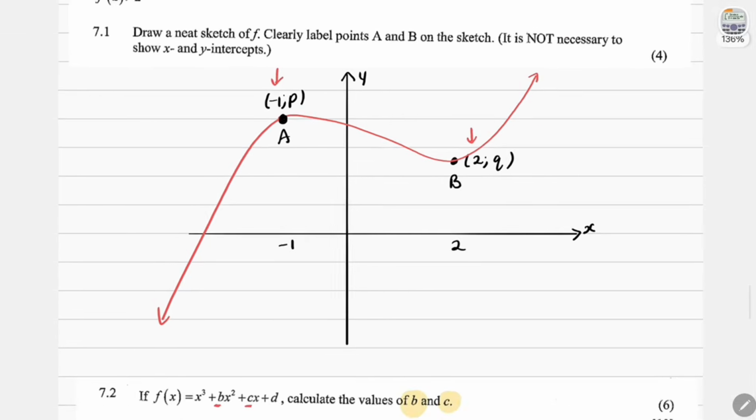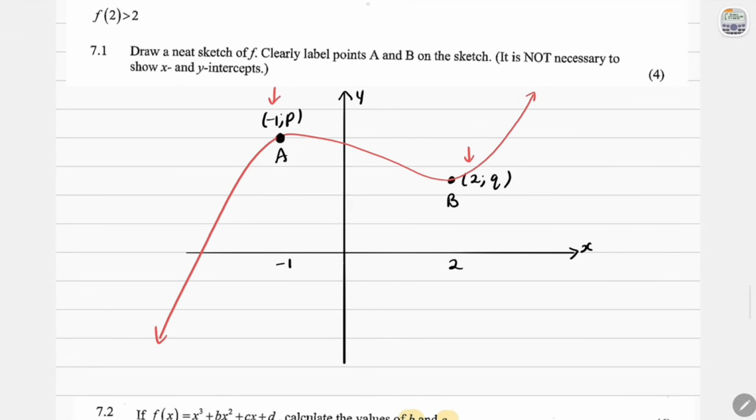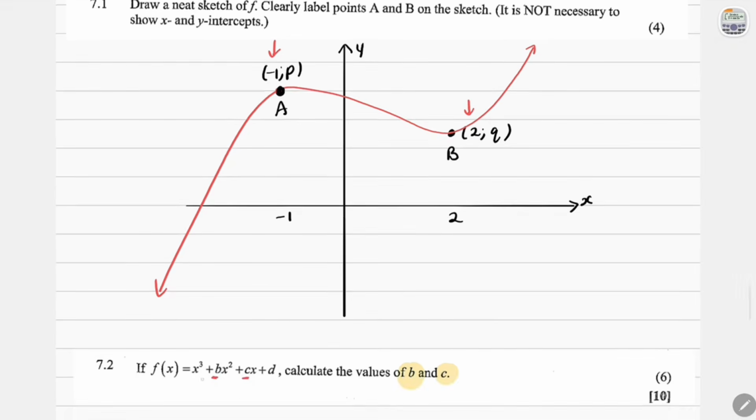But here's the thing about a cubic function. If you derive this cubic function, you will get a parabola, specifically a concave parabola, seeing that the value of a here, okay, the value of the coefficient of x cubed is a positive value.